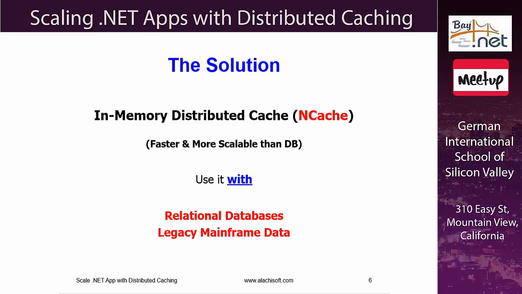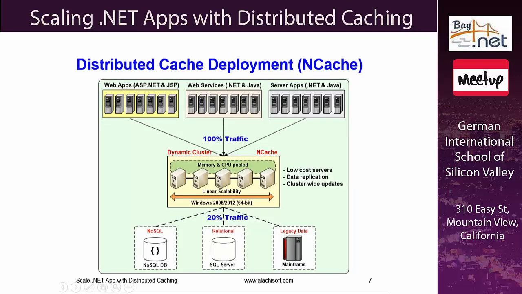NCache is one of those examples. By the way, NCache is an open source distributed cache. So anything I say, I'm talking about an open source product. So the solution is to use a distributed cache with your existing databases. And why is that a solution?